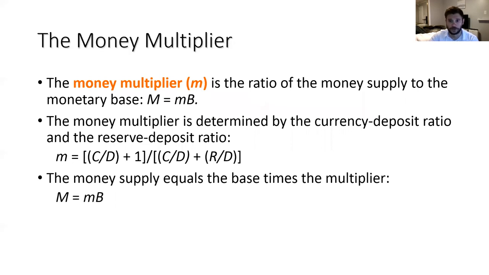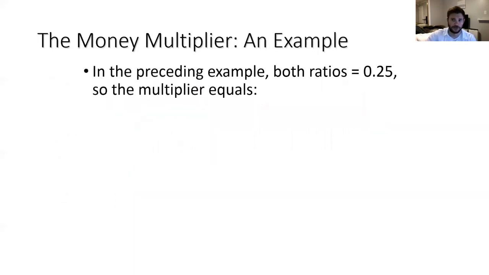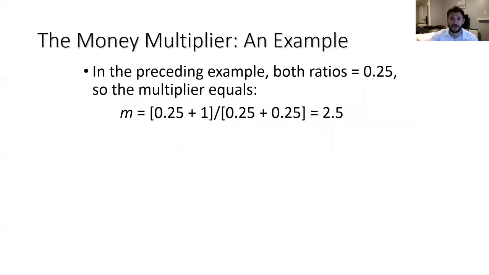So just a real quick numerical example here. Both of the ratios, currency to deposit and reserve to deposit, were both 25%. So if we plug them in, we get a value of the money multiplier equal to 2.5. And what that means is for every dollar of money that we print or that we add to the base as the central bank, this actually scales the money supply up $2.5, which is a very strange idea. You print $1, but somehow you get $2.5.